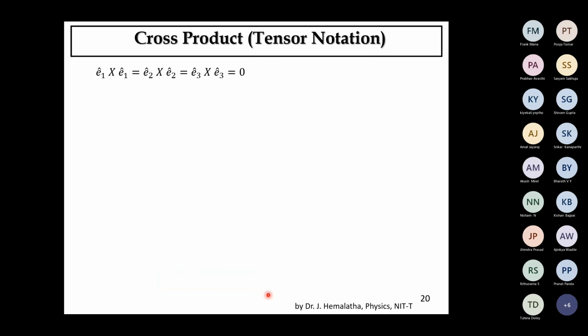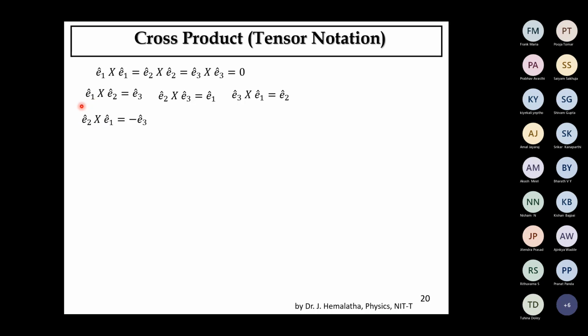Let me move on. Then let's see cross product in tensor notation. So let us recall all these things. E1 cross E1, E2 cross E2, E3 cross E3, all are zeros. When the suffixes are the same, we get zero value for cross product. When the suffixes are different, E1 cross E2, we get E3. E2 cross E3 means E1. E3 cross E1 means E2.